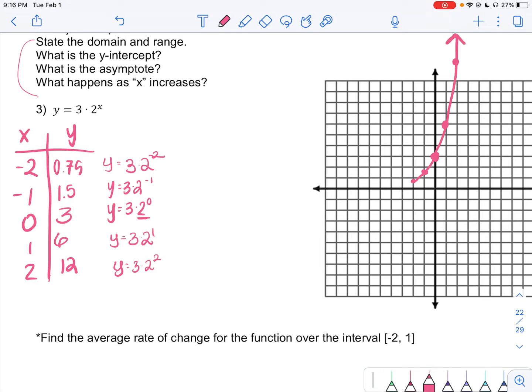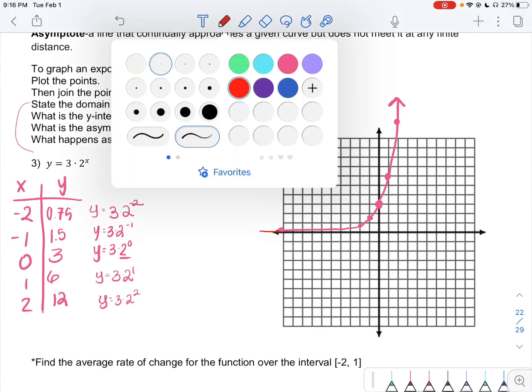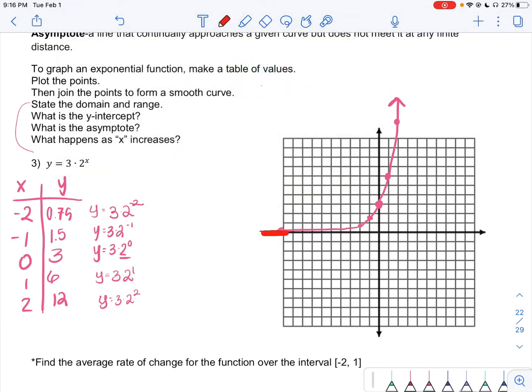Now, no matter what x value you put in, we're never going to get a negative because a negative exponent, remember, just makes a fraction. So what's going to happen here is we're going to get closer and closer to 0, but it's never going to touch 0. So since I'm never crossing that line, on our x-axis is where we have something called an asymptote. And I'm going to draw it in with a dotted line. So for this unit, all of our asymptotes will be this horizontal line on your x-axis.